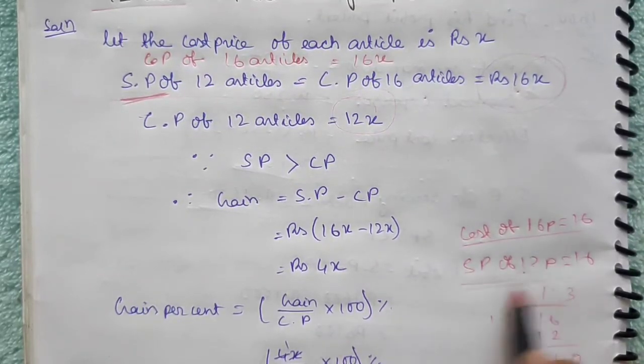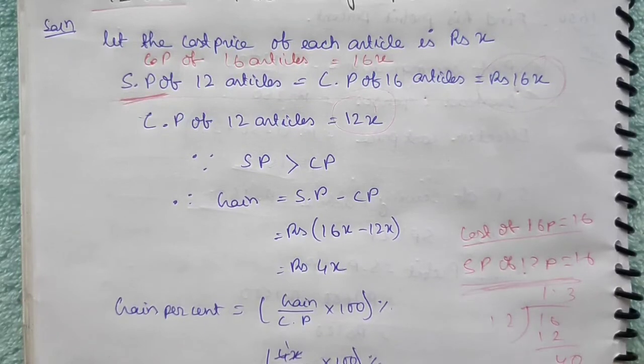Here the selling price is 1.3, isn't it? And the cost price is rupees 1. So which one is greater? SP is greater, isn't it? Very good. Okay, I hope up to this is clear.